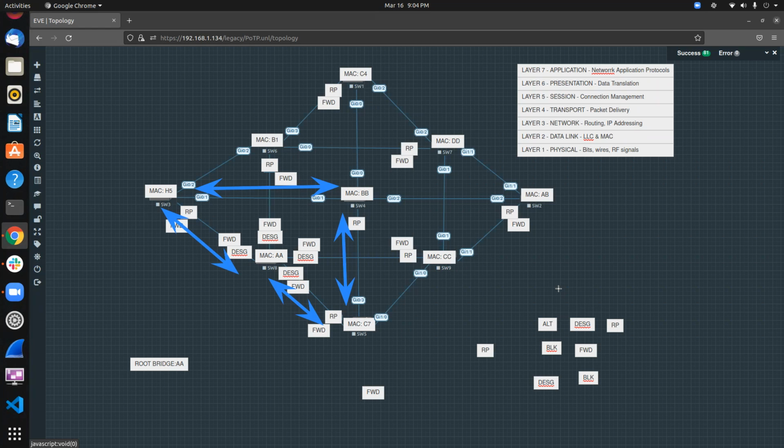So, to determine the designated switch, here's the criteria: the switch with the lowest cost to reach the root on a shared link. Okay? So to go ahead and do that election process, we're going to go based off the lowest cost. If the cost is the same, we're going to go based off of the lowest bridge ID. Okay?